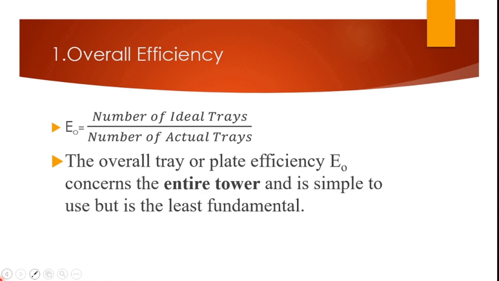So the overall efficiency is the first type of efficiency which we will talk about. Now it is very simple. It is defined as the number of ideal trays divided by the number of actual trays. It is denoted as E naught, and due to its simplicity, it is also the least fundamental because it does not tell us how each tray is functioning, whether there is some problem with the tray or not. It just talks about the entire column basically.